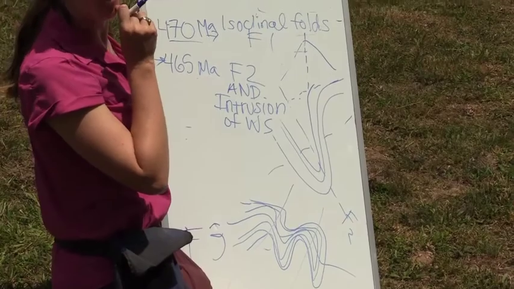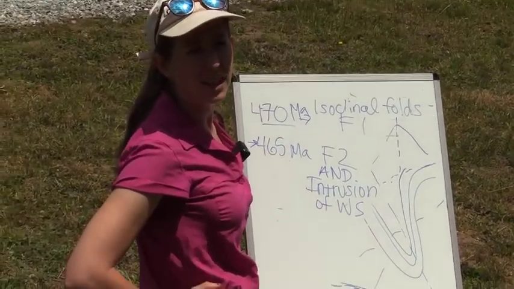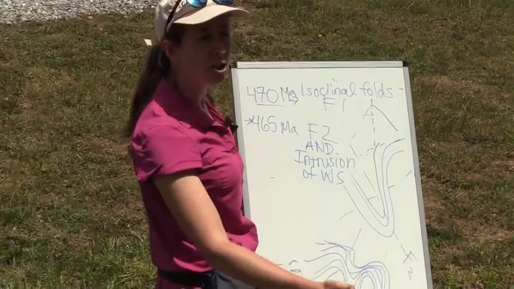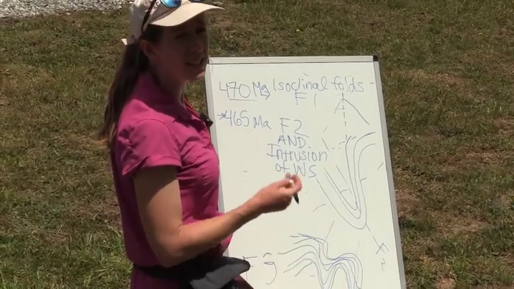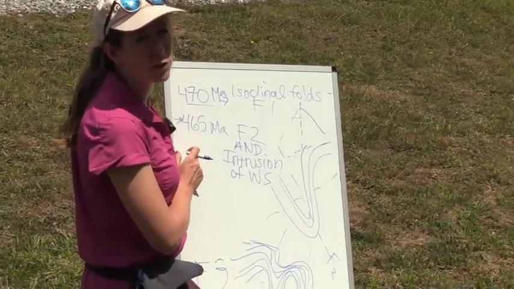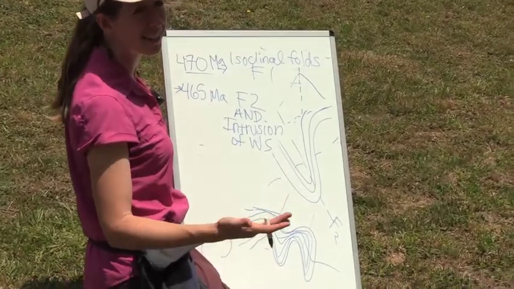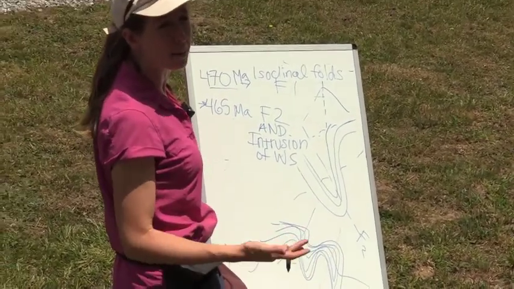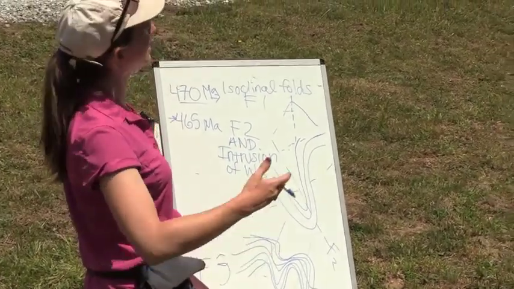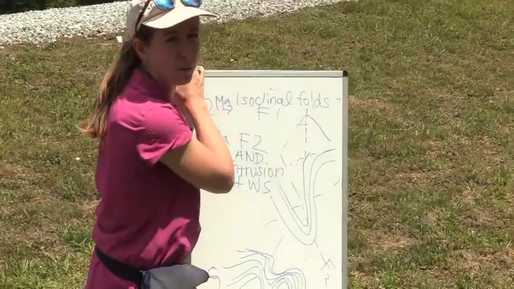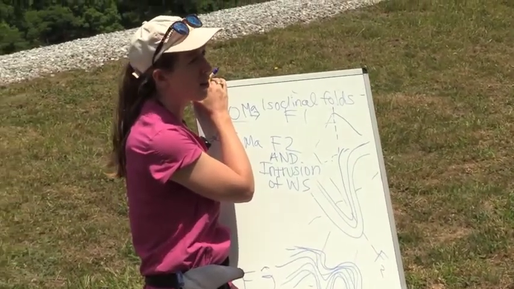How do we know that? Why do we think that it actually happens synchronously with the F2 folding? The reason we think that is that the planar tabular body of the Whiteside pluton is parallel to the axial planar surface of the F2 folds. So it's parallel to the schistosity, to the foliation that developed during that F2 deformational event. So we use that to say, okay, if it's parallel to the foliation that formed during this event, it probably intruded during that event itself.